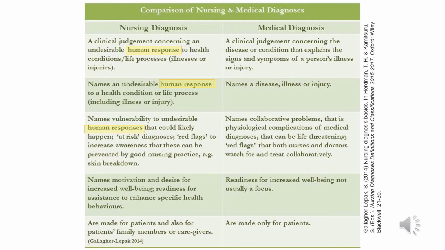Here is a chart that compares nursing and medical diagnoses. The work of a care provider is, as we know, different from the work of a nurse. Both professions offer essential members to the healthcare team. The best outcomes are obtained through the collaborative and cooperative work of the entire healthcare team. And as you can see on this chart, the term human response is listed 3 times in the nursing diagnosis column and not at all in the medical diagnosis column.